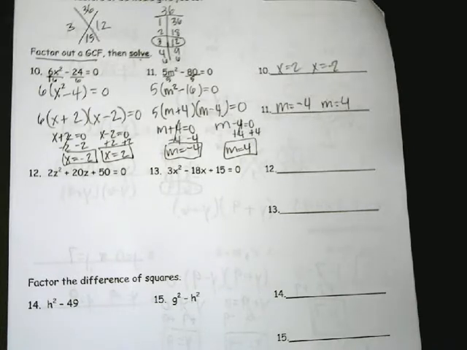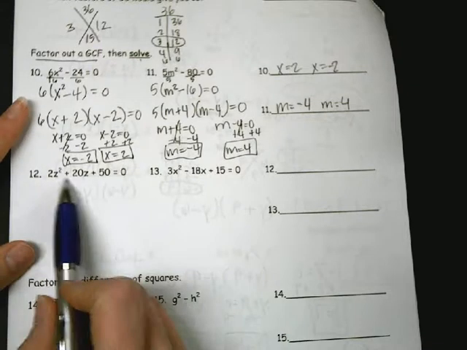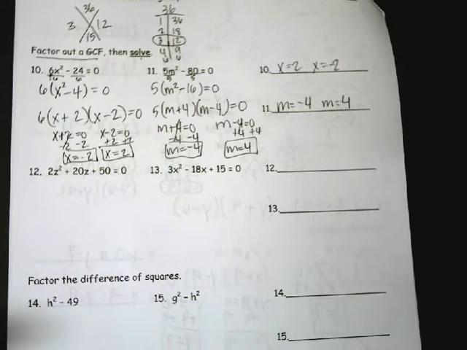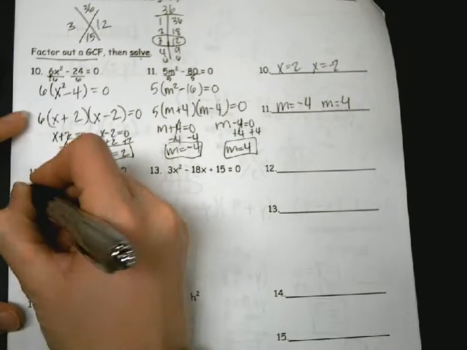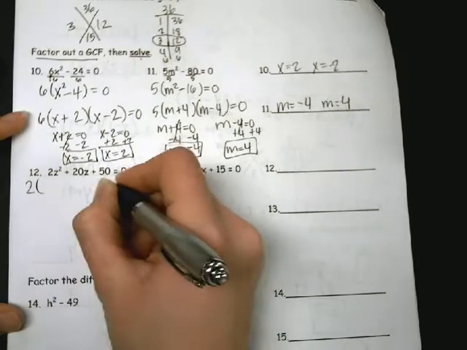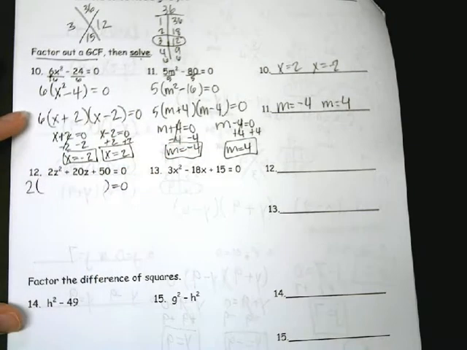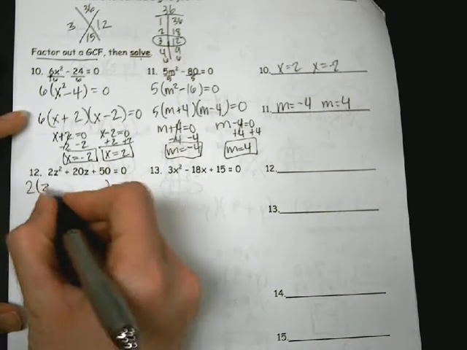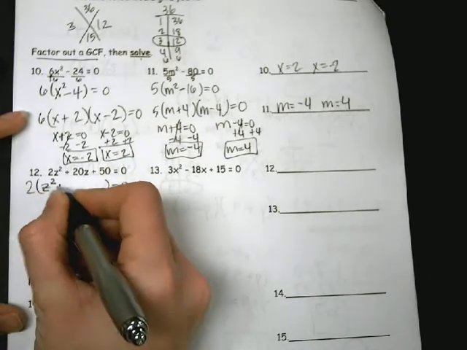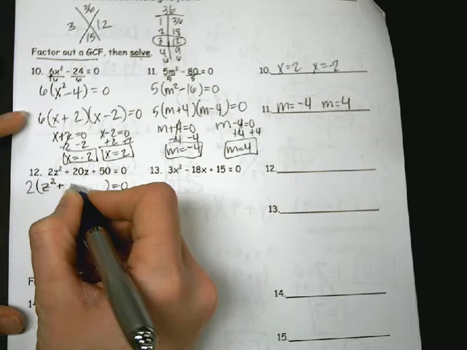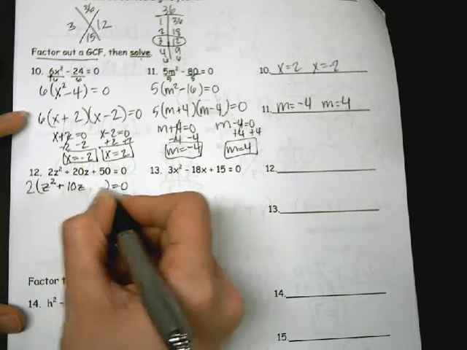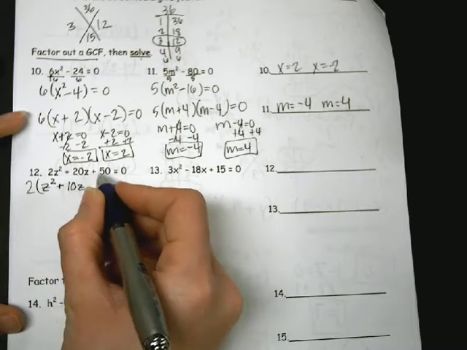Okay? So the first thing I want to do is check what number do they have in common. Well, they all have a 2. So I'm going to take that 2 out. I'm going to divide to see what's left. 2 divided by 2 is 1, so that leaves just z squared. 20 divided by 2 is 10, z. 50 divided by 2 is 25.